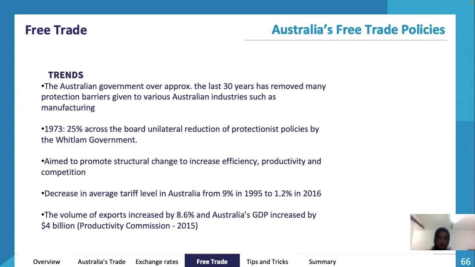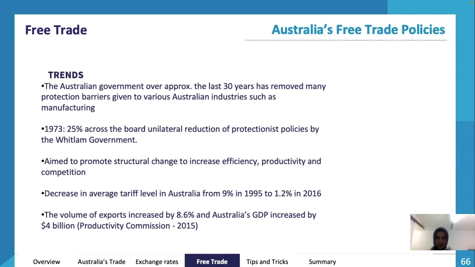Not only Australia's economy, but also globally across the world, free trade is having a greater impact, and it's playing a much bigger role. So average tariff levels in Australia decreased from 9% in 1995 to 1.2% in 2016. Right, so again, something important to note there, with tariffs being a form of protection, right? So there are taxes on the foreign competitors that come in and want to sell their products. They have to pay a certain tax on top of their product, which is normally then passed on to consumers.